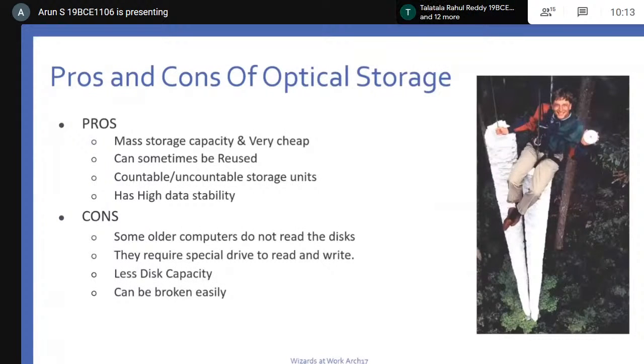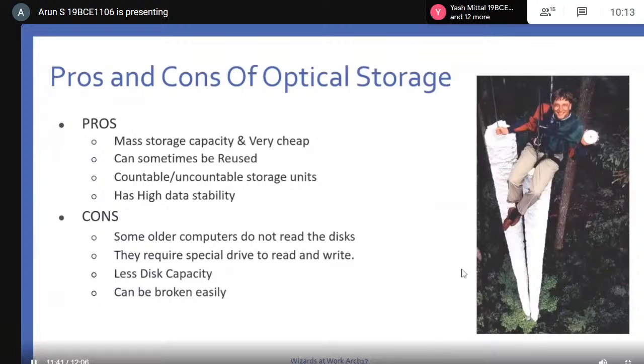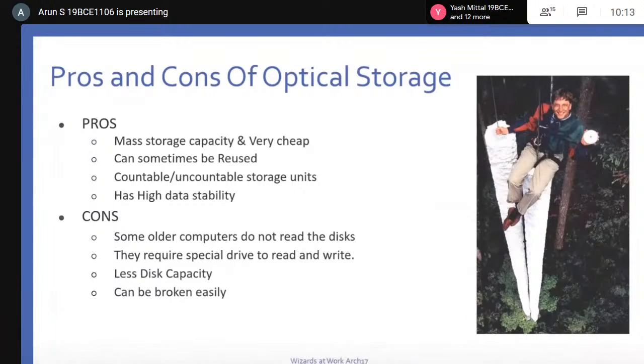Now, I'll talk about the pros and cons of optical storage. The pros are that it provides mass storage capacity and is very cheap. It has high data stability and can sometimes be reused. And the cons are that some older computers do not read the disk, so they require a special drive to read and write. And when compared to other storage types, like flash drives or hard disks, it has less disk capacity.